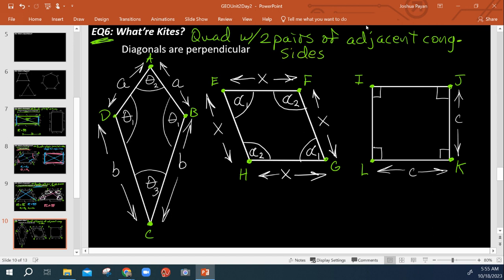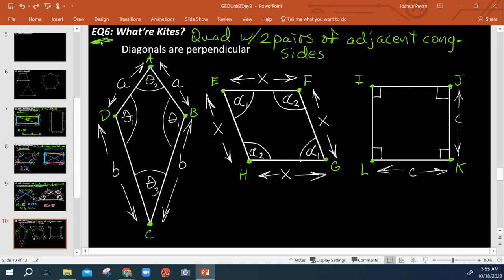Okay, so for example, AD here, this side, and this side, they're adjacent and they are the same length. So they're adjacent and congruent, and that's one pair. This pair of congruent sides, they're adjacent and they're congruent as well.